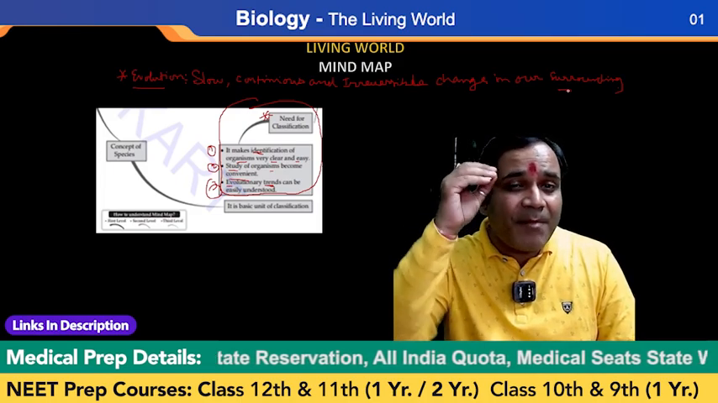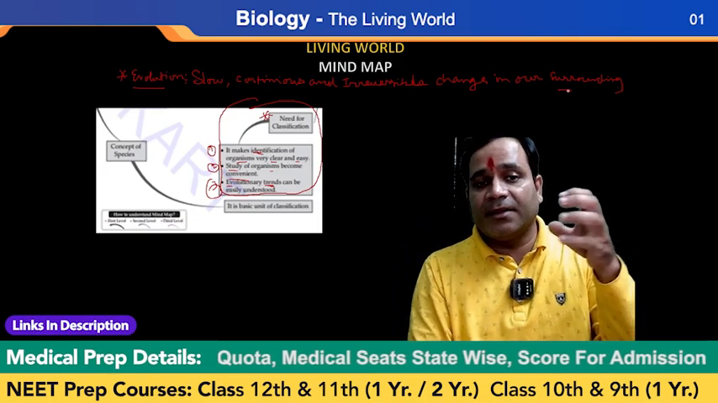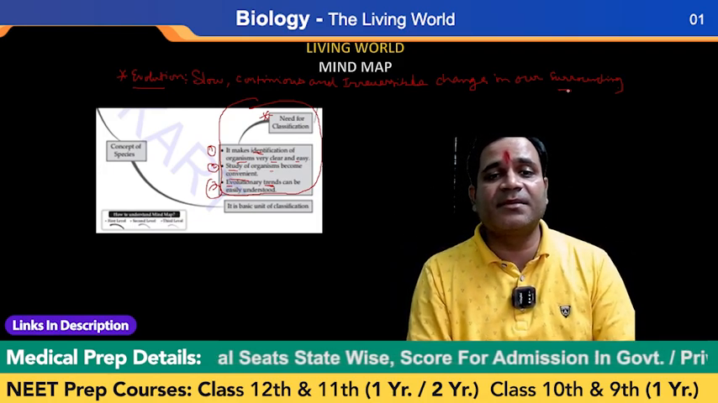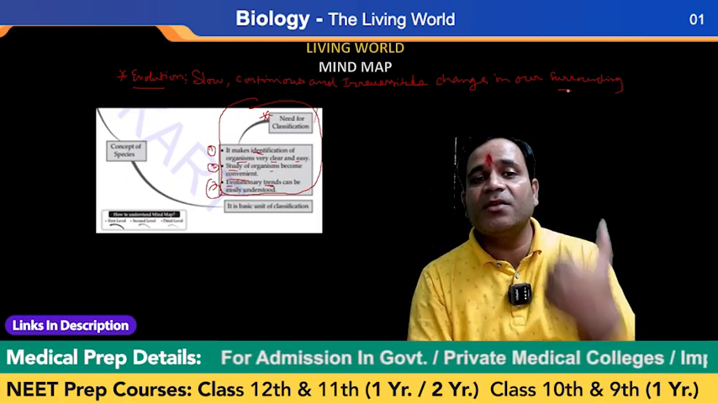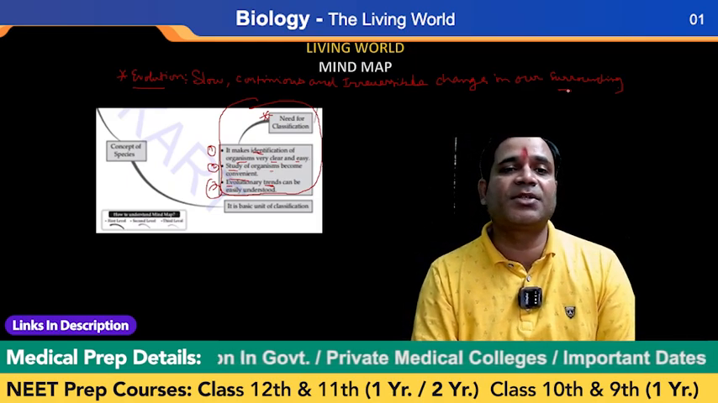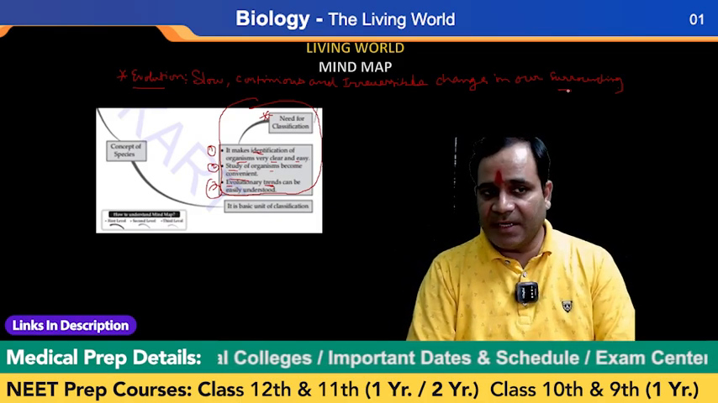There are three basic points needed for classification. It makes the identification of organisms very clear and easy. Study of organisms becomes convenient. Evolutionary trends can be easily understood. Now, what is the basic unit of classification?